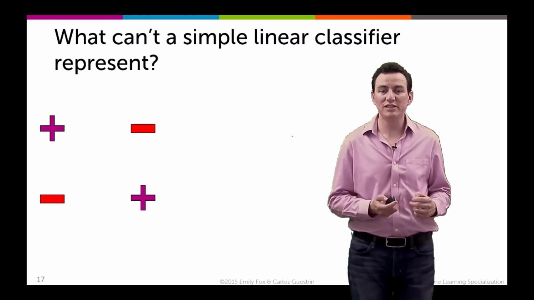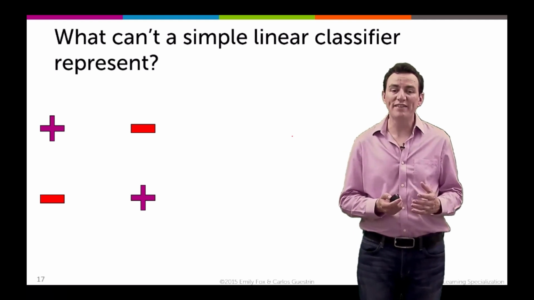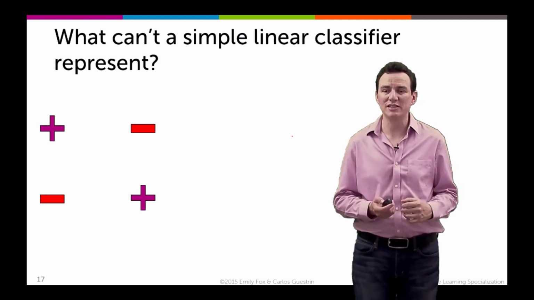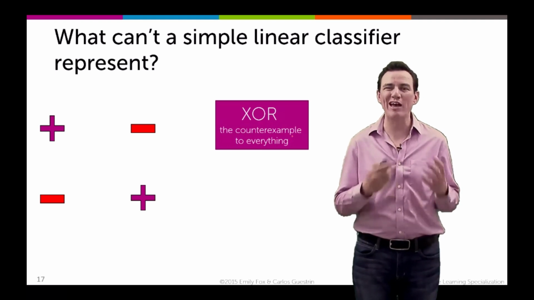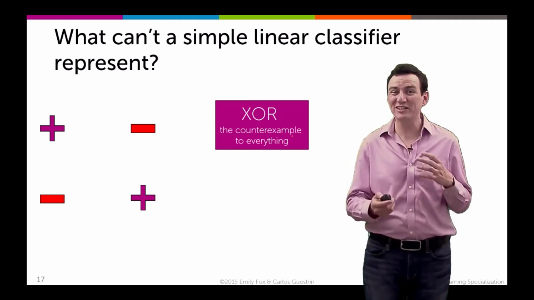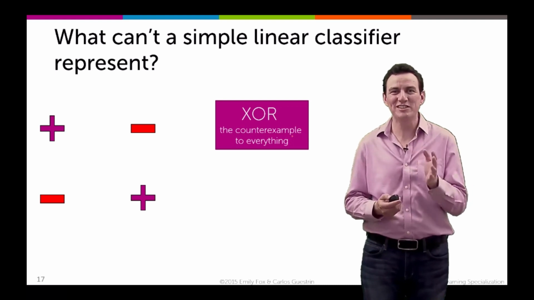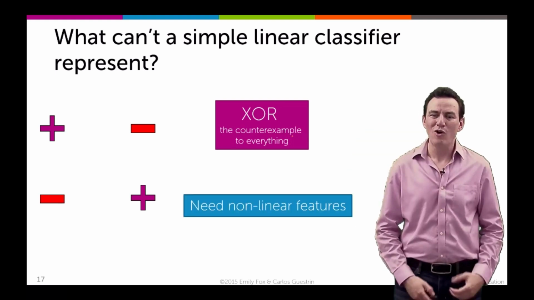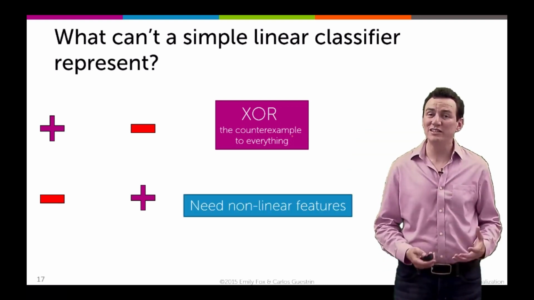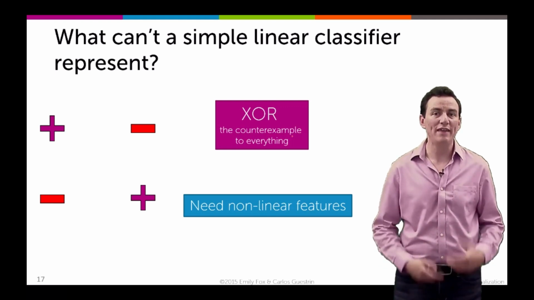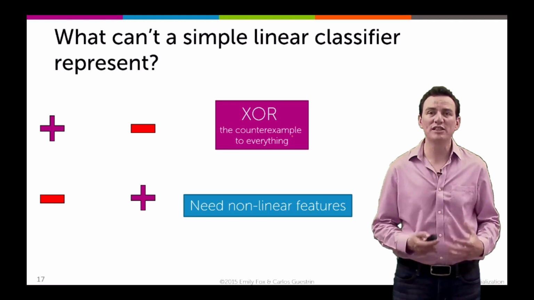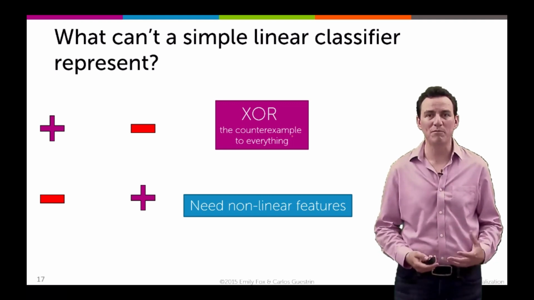Well, here's an example. There is no line that separates the pluses and minuses in this example. This function is called the XOR. I like to call it the counterexample to everything. So whenever you're trying to find a counterexample, first thing to try is XOR. Now, for this case, the linear features that we described are not enough, and we need some kind of nonlinear features. And this is when neural networks come to play for reals. And we'll see an example of that.